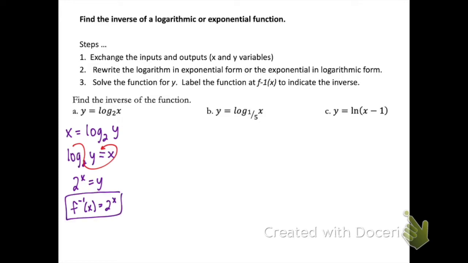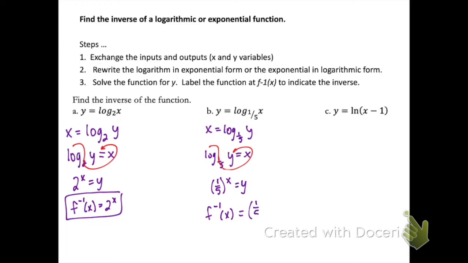Example B, same thing. Start by switching our x and our y. Switch the equation so that log is on the left. Again, the reason we do that is because our log-ride wouldn't work out. That little curve wouldn't work if log is on the right side. So then we draw our log-ride and write it in exponential form. Our last step is to use f inverse of x instead of y.